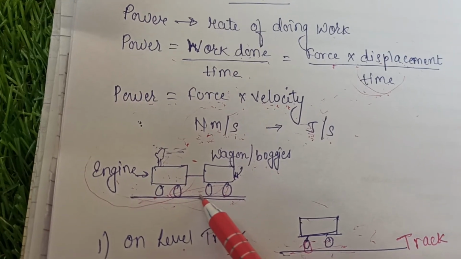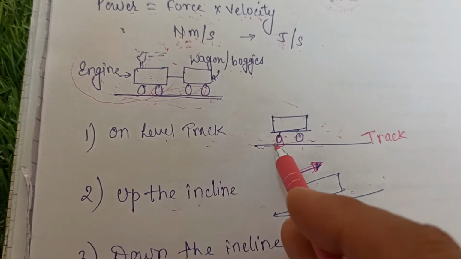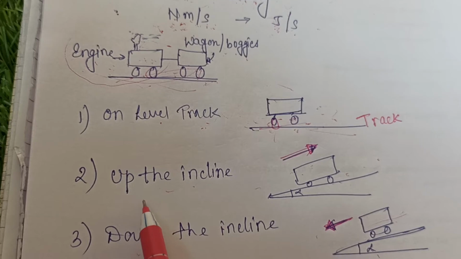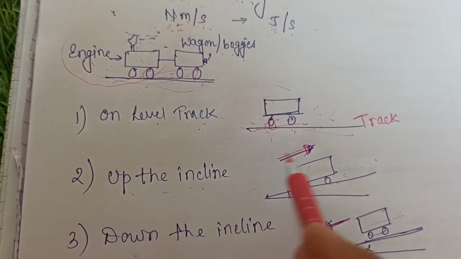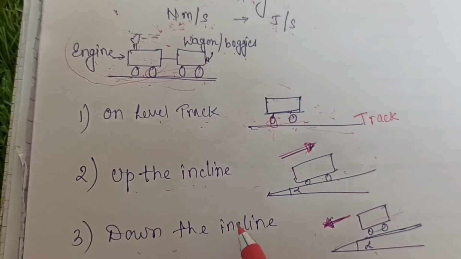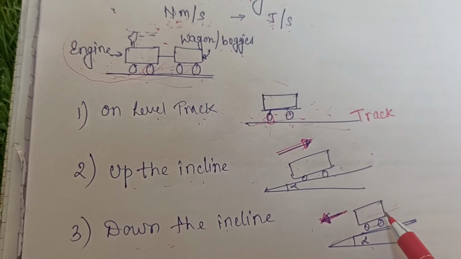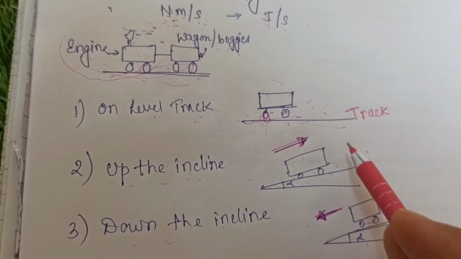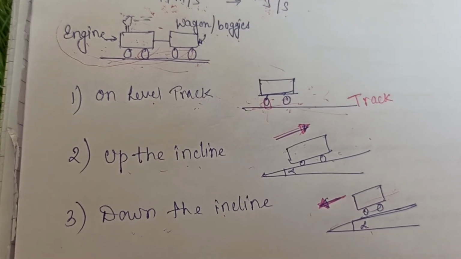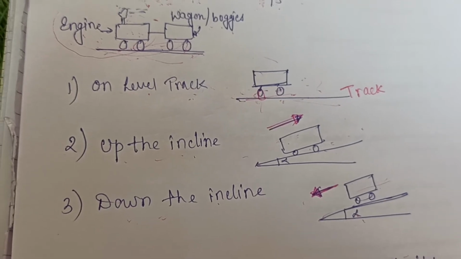Now this train will be moving on three surfaces. One is it will be moving on a level track, or a horizontal surface. Second is the train will move up the incline, or the train will climb a certain incline. And the third one is the train will move down the incline, or the train will be moving downward. So these are the three possibilities which we are going to study, in which we are supposed to find out the power. Now in all the three cases the force required will be different.